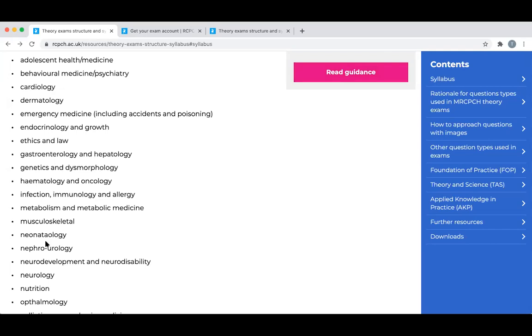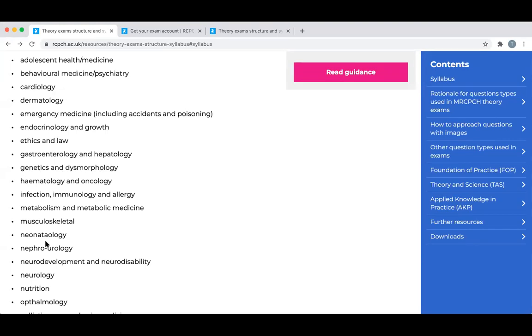Musculoskeletal, neonate. As I was saying, previously not many neonatology questions were coming, but nowadays neonatology is a very high-yield topic, and the exam pattern is changing. Nowadays they are giving more neonatal questions. Some people will tell you that neonatology is not needed for part 1, part 2, not needed.